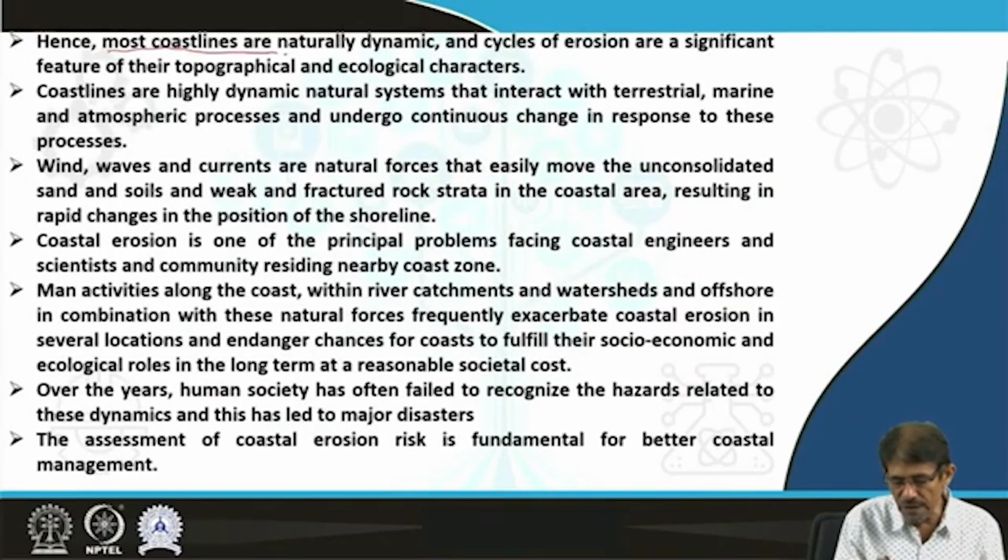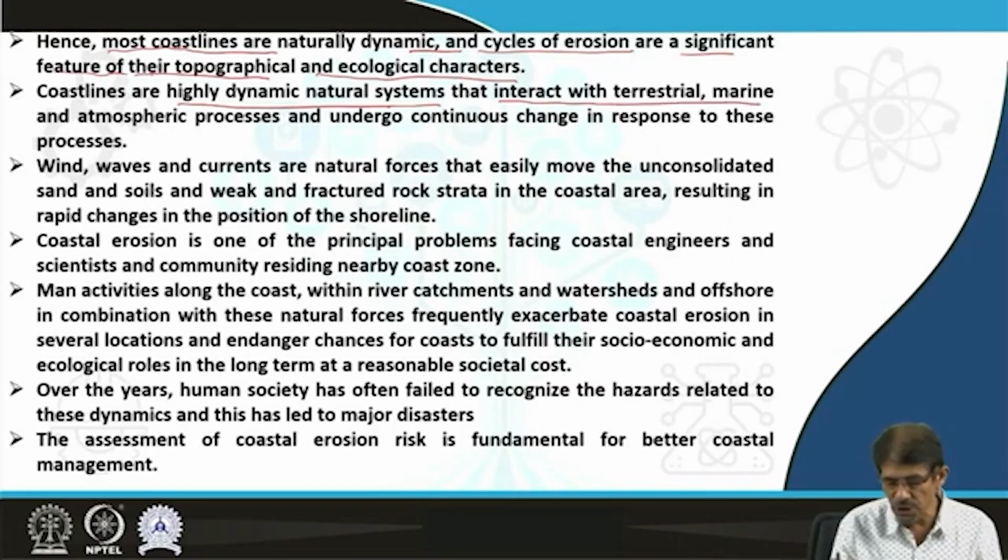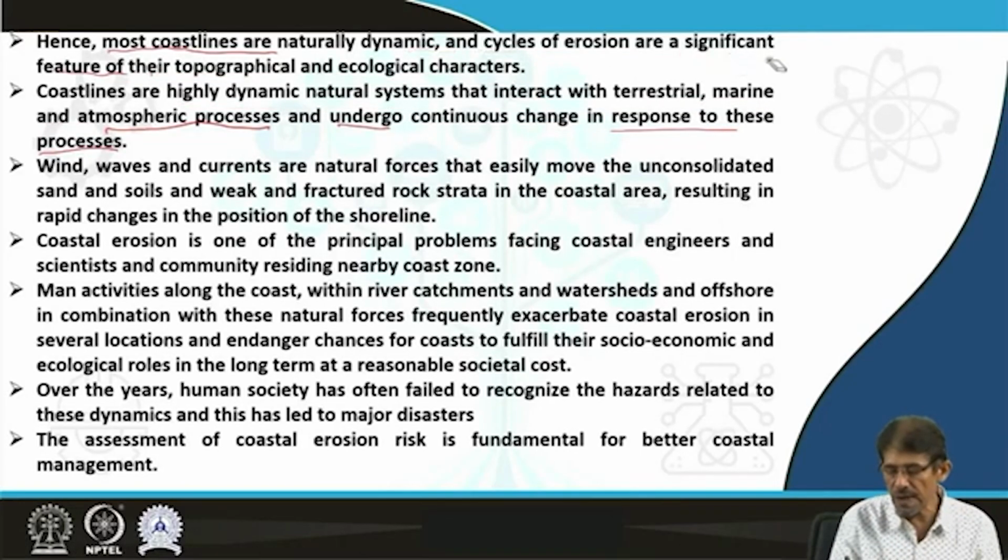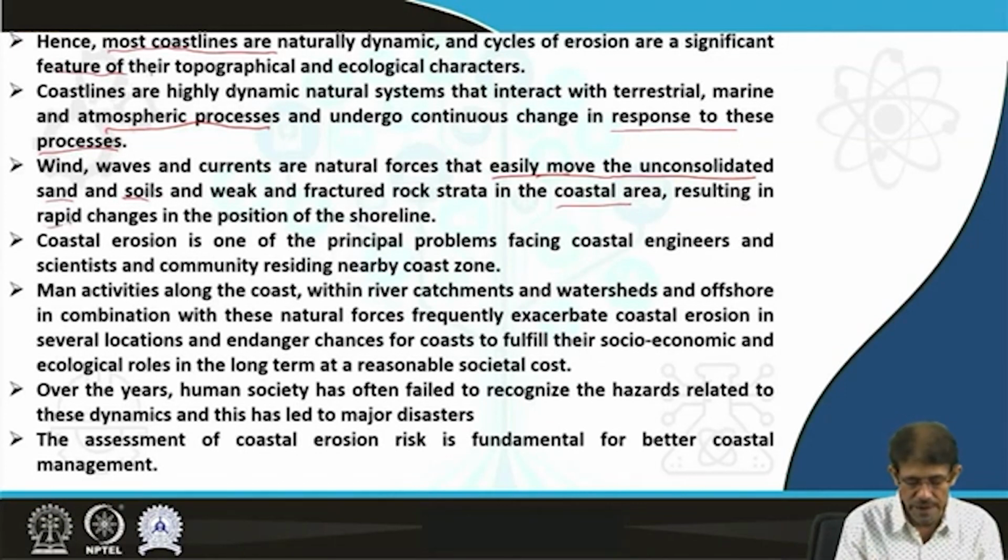Hence, most coastlines are naturally dynamic, and cycles of change are significant features of their topographical as well as ecological attributes. Coastal lines are highly dynamic natural systems that interact with terrestrial, marine and atmospheric processes and undergo continuous change in response to these processes. Therefore, we recognize the coastal zone as dynamic in state. Wind, waves, currents and natural forces easily remove the unconsolidated sand, soils and weak and fractured rock strata in the coastal area, resulting in rapid change in the position, shape and features of shorelines.